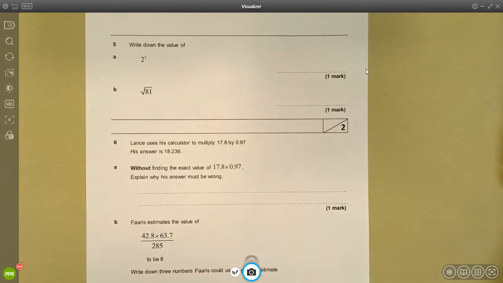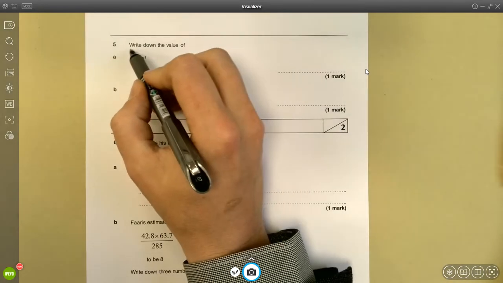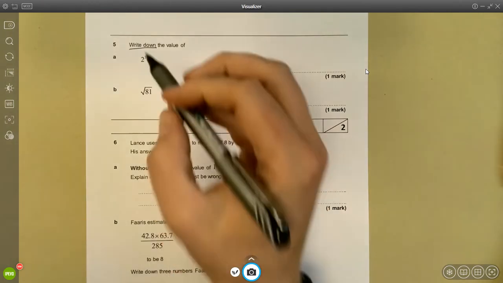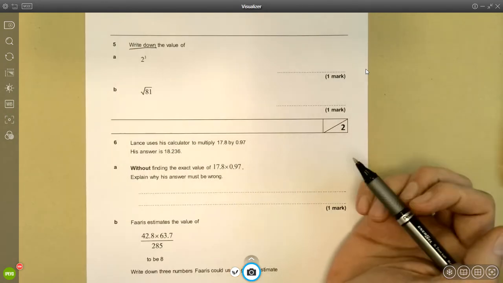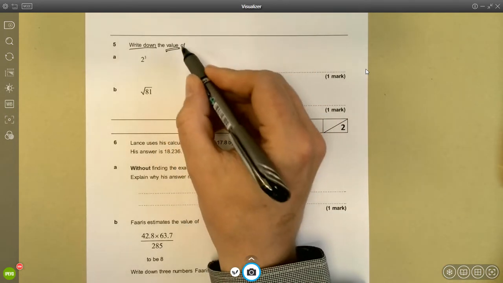Okay, so question 5, we're asked to write down the value. Write down is something where you don't really need to do a calculation. It's something you should just know or be able to see from the question. And value is what this is worth.